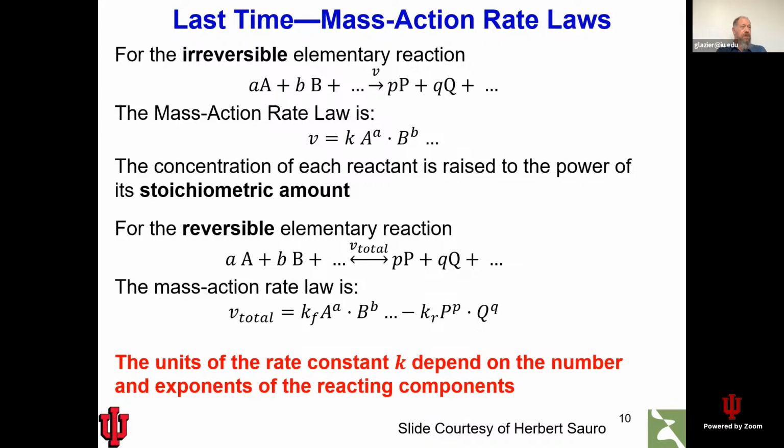If I have an irreversible reaction, I just write the rate only depends on what's on the left. Similarly, the back reaction depends only on what's on the right. And so the net mass action rate is the forward rate minus the backward rate. And so you do them separately.